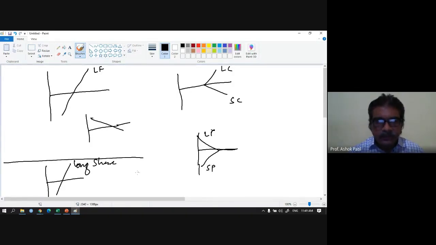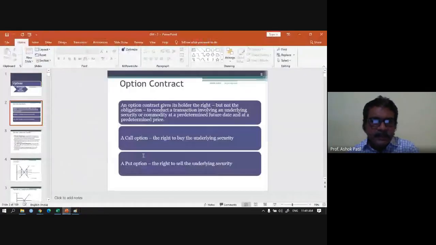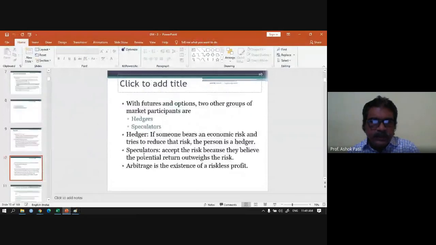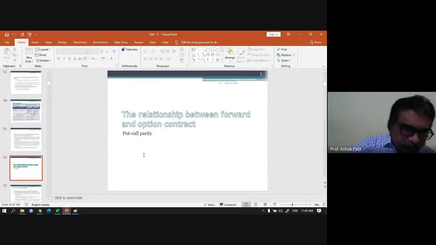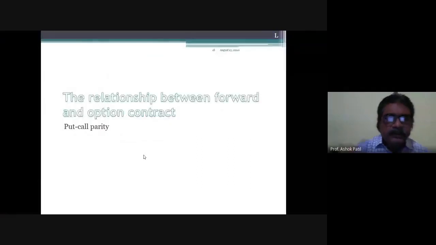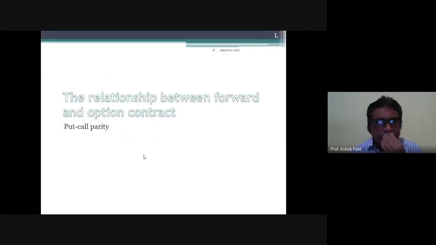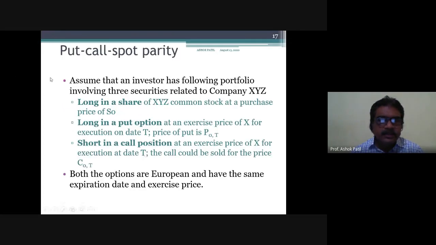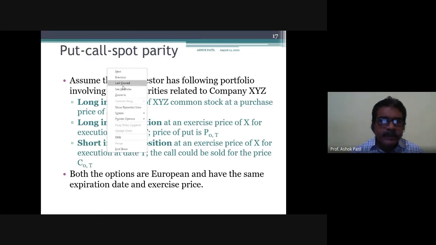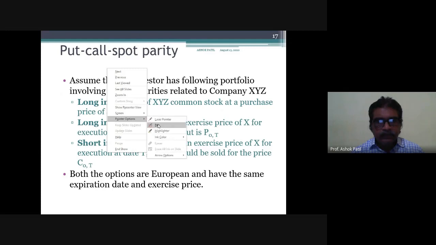I think we can go ahead with the next part, which is nothing but the parity equations. What we are looking at is that there is a relationship between the options and the forward also, and that's what we are going to look at: what is the relationship between them. Yesterday when I was talking to you, I also gave you some positions which people can take, and this will look like this.